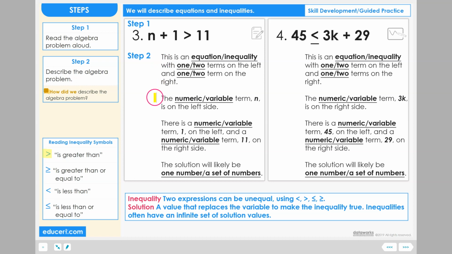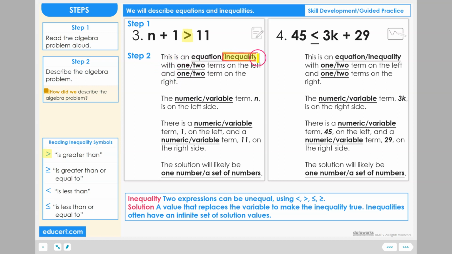So let's read these 4 descriptions and select the correct vocabulary word using the clue in the text and the algebra problem number 3. This is an equation or inequality. This here is an inequality. I can tell because we have these inequality symbols which allow these two expressions to not be equal. So inequality is the first selection.